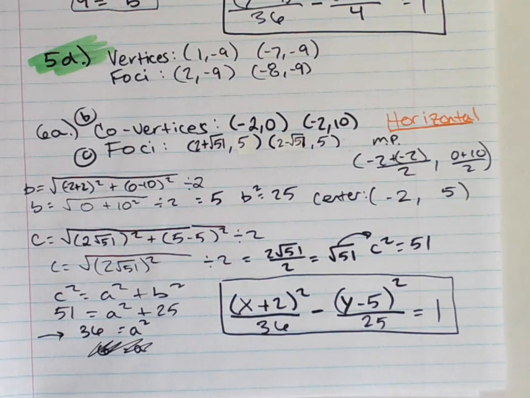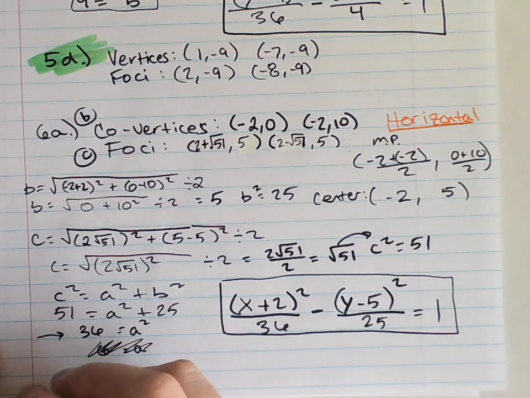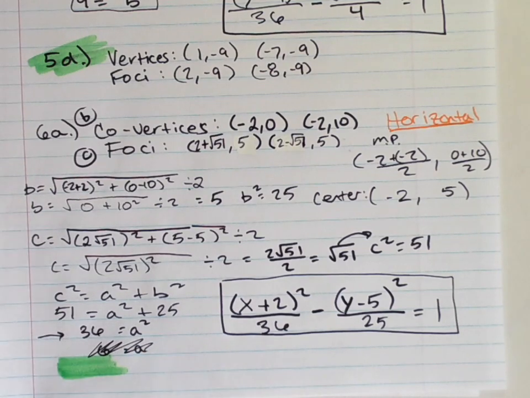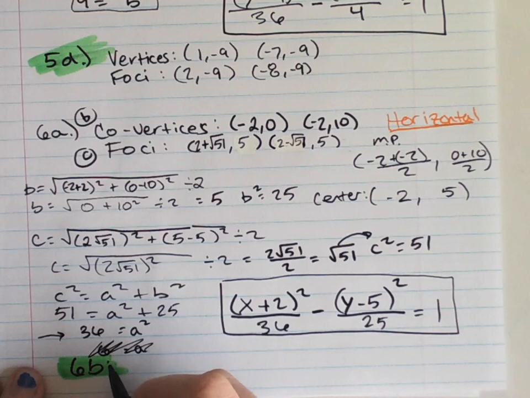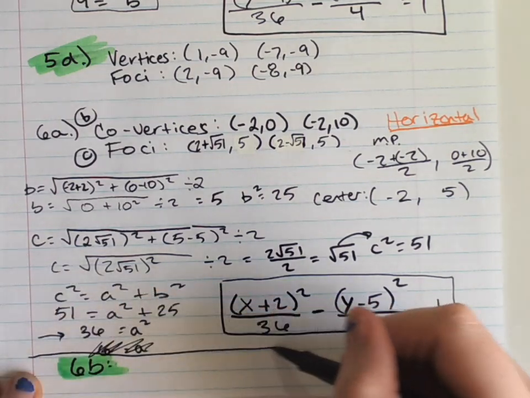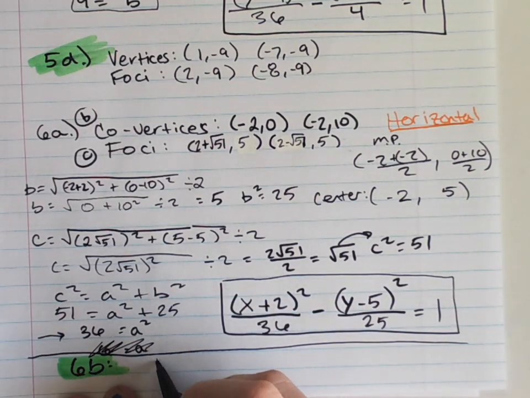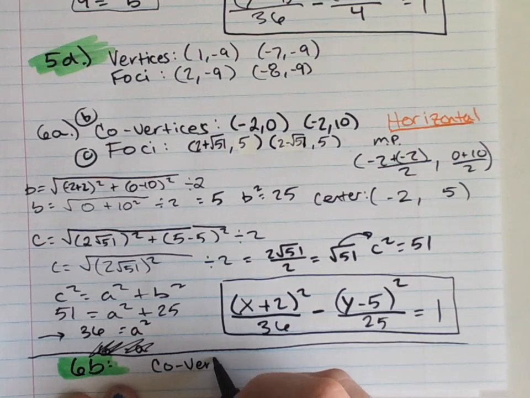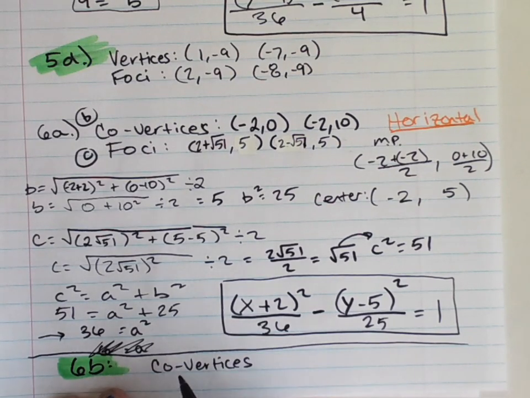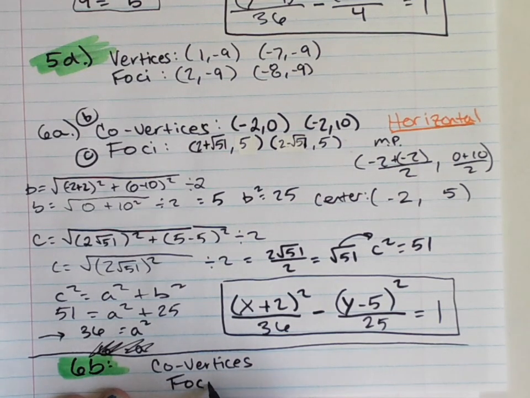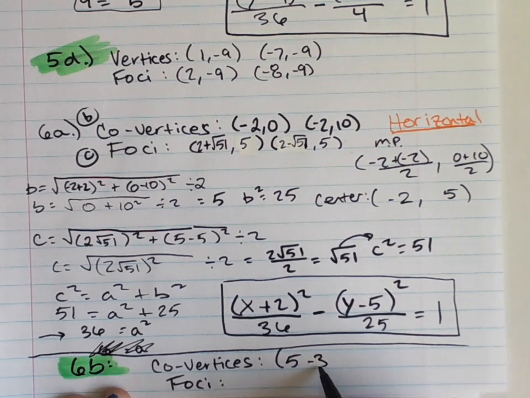The last one. This is the practice one for you. Do that. What happens if you're given co-vertices and foci? 5, -3.